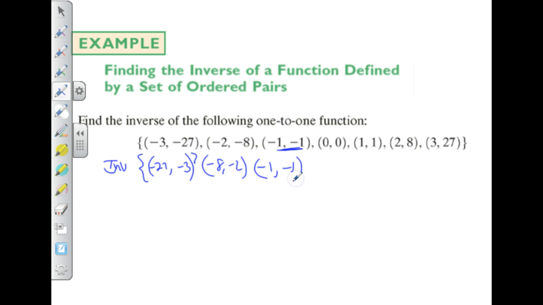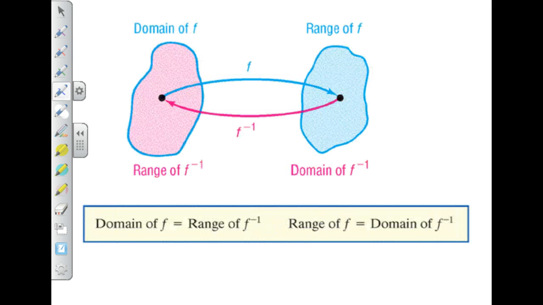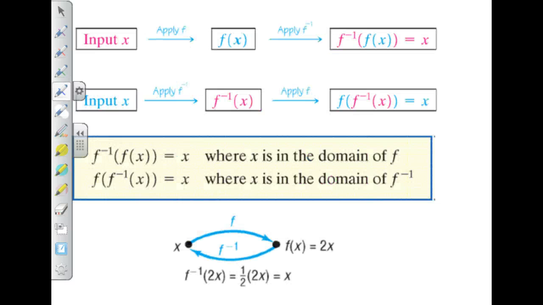So a point could map to itself, being the inverse. Same thing with the 0, 0, the next point. So you get the gist. Replace your x's with y's and replace your y's with x's. Some of you are really visual people, so we're talking about input and output.